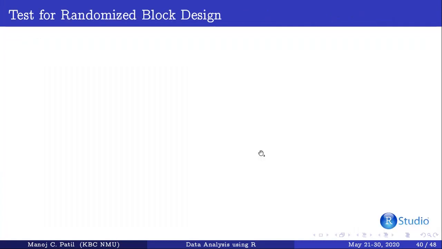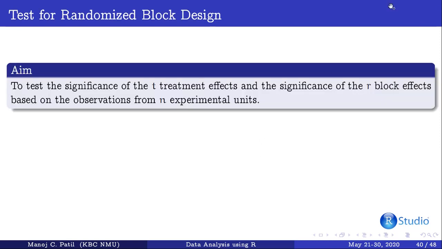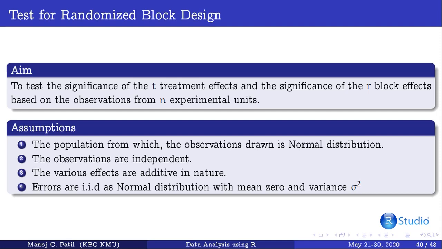Test for randomized block designs, that is two-way ANOVA. I should have written two-way ANOVA there. It tests the significance of the treatment effect and the significance of the block effect based on the observations on an experimental unit. Assumptions: the population from which the observations are drawn is normally distributed. Observations are independent. Various effects are additive in nature. Errors are IID and normal with mean 0 and variance sigma squared.